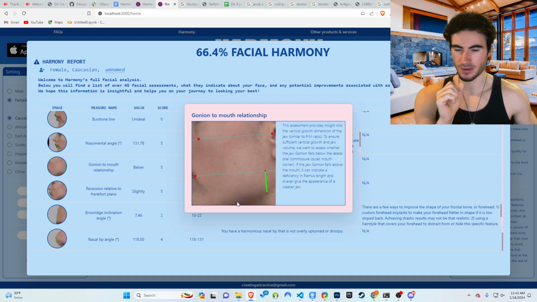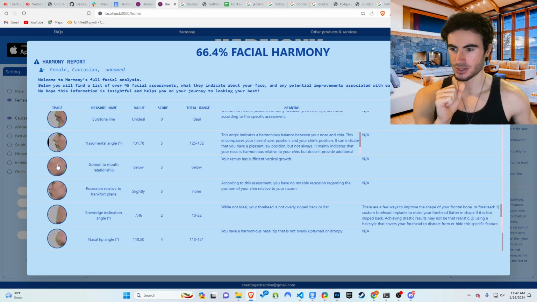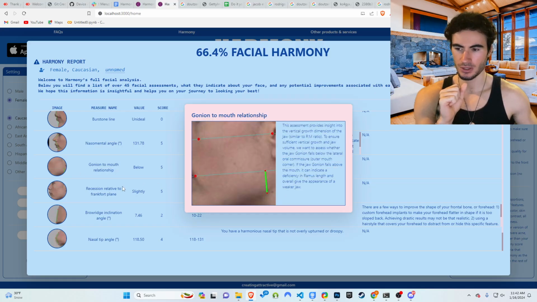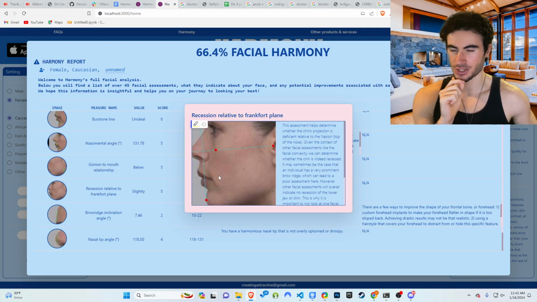This also does not have dimorphic differences. This point here should lie below the mouth line, and this as well, like you generally do not want this point here, the green line, to be behind this reference line. So your chin should project past your nasion.